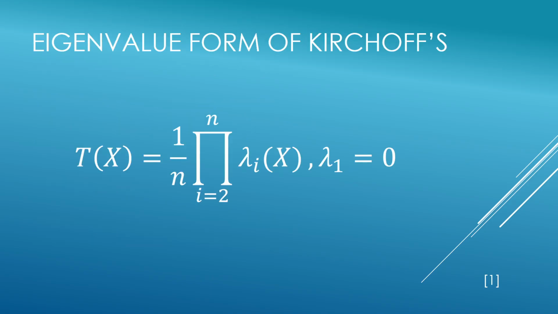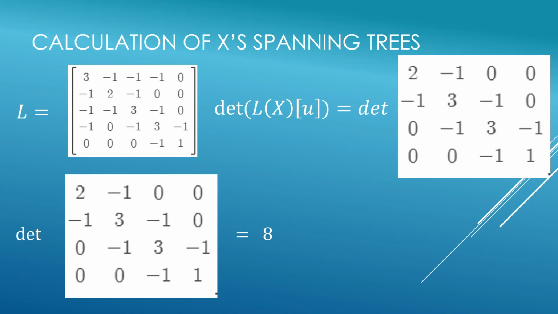There's also an eigenvalue form of Kirchhoff's here, where we'll notice if we were to look into the maths of this, we won't do it for time's sake, but there's always going to be one eigenvalue equal to 0 in the Laplacian, and so if we take all the others that don't equal 0, multiply them together, and divide them by the number of eigenvalues, that is also the number of spanning trees in the graph of x.